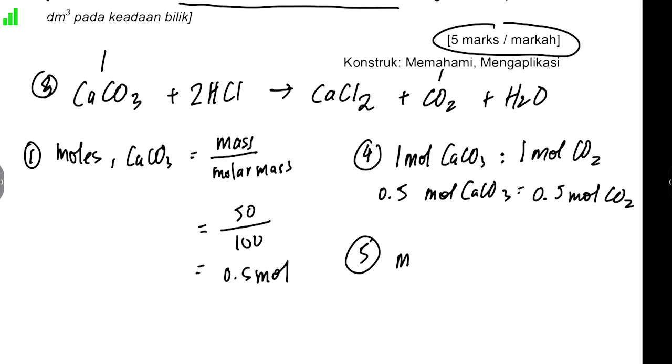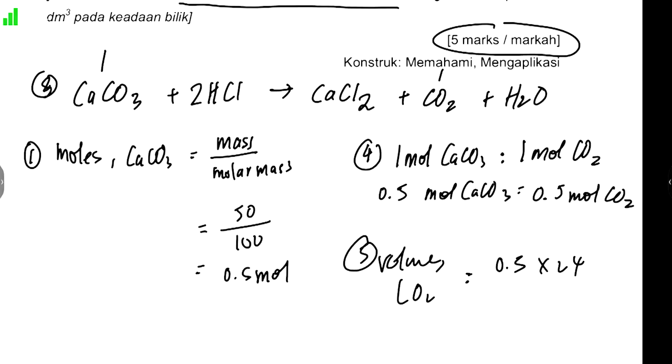Okay, so you have to show that you know the ratio. A lot of students straight away miss this, and then you straight away go to volume. Volume of carbon dioxide, and students like to write, wah, like they're doing some amazing calculations like that. They like to do like that, 0.5 times 24. Oh, I got the answer. Yes, you get the answer. But I need to know you know how you got the answer.